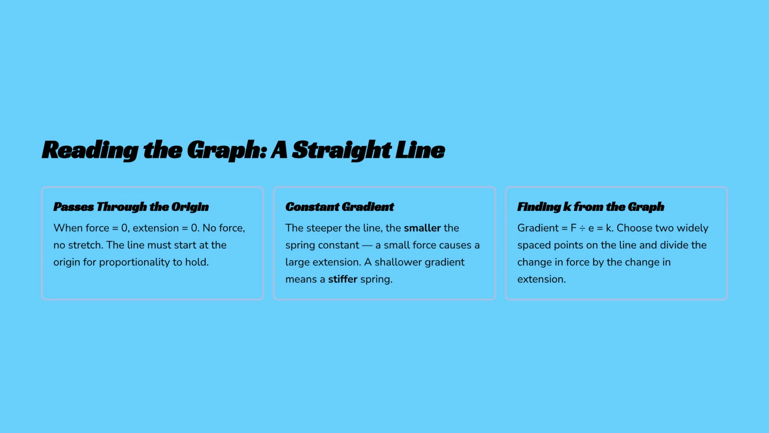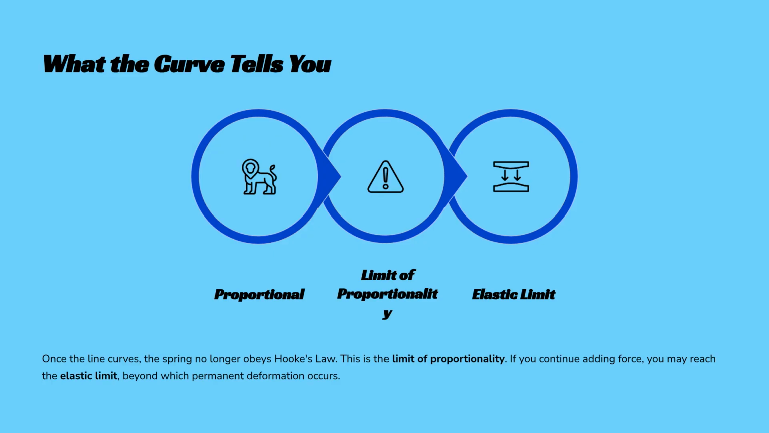A steeper gradient means a smaller spring constant, while a shallower one indicates a stiffer spring. Once the graph begins to curve, the spring has passed the limit of proportionality. If you keep increasing the force, you risk reaching the elastic limit and causing permanent damage to the spring.